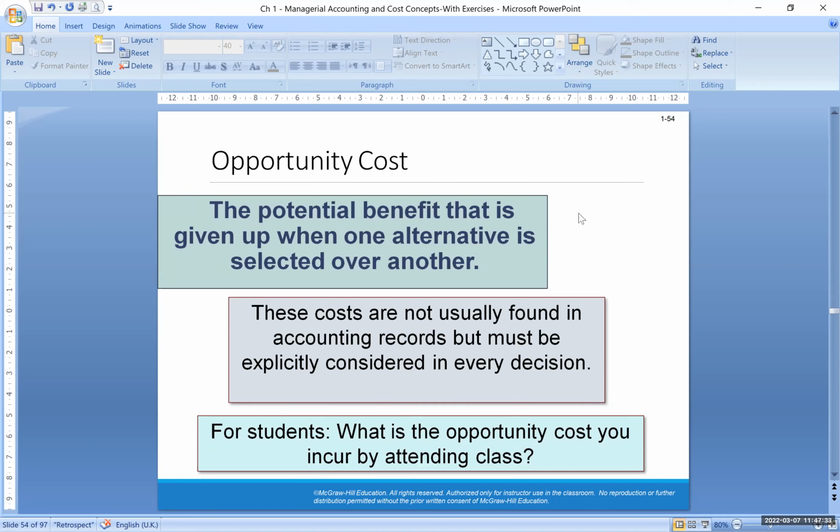The word opportunity cost, which is the potential benefit that is given up when one alternative is selected over another. These costs are not usually found in accounting records, but must be explicitly considered in every decision.